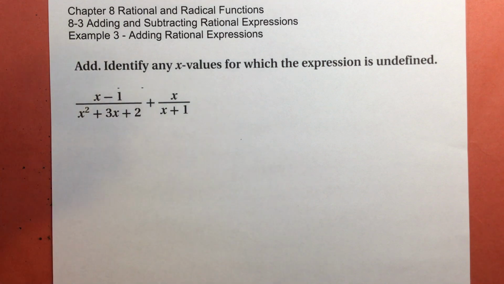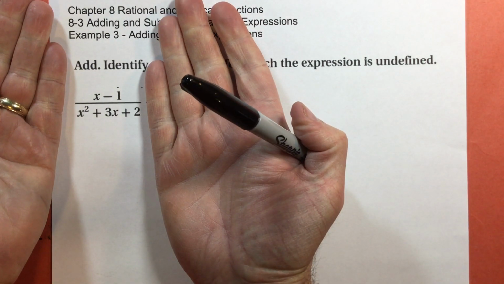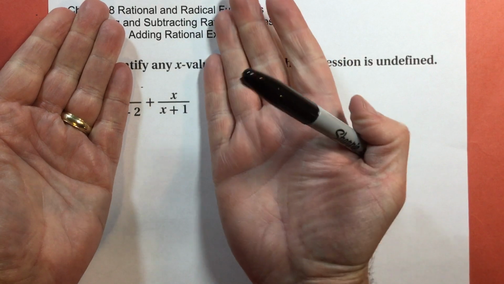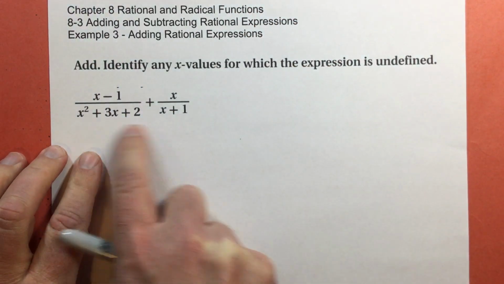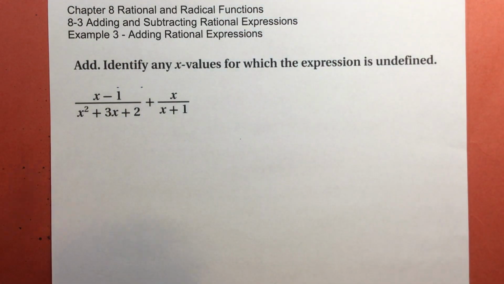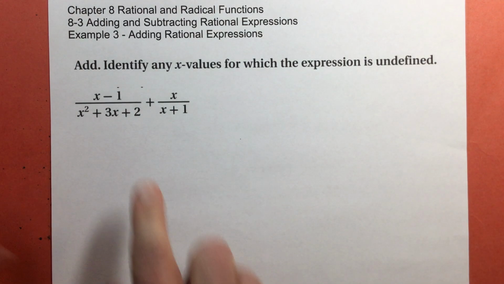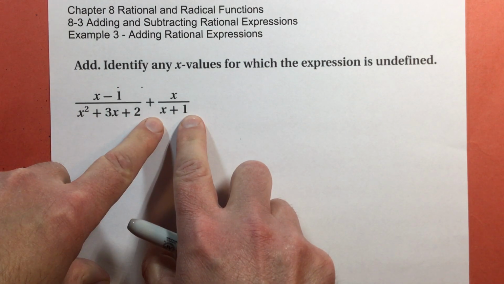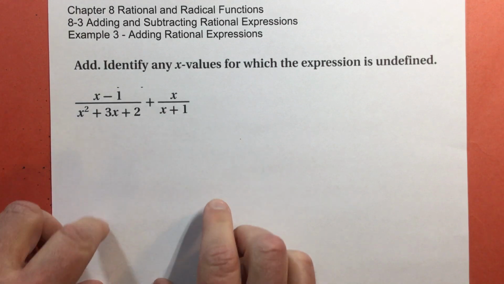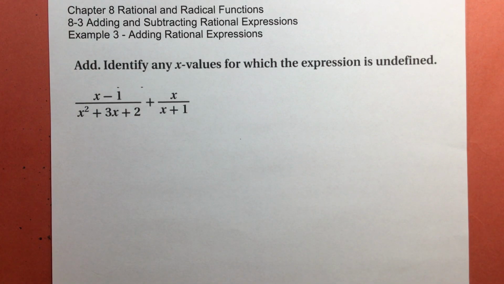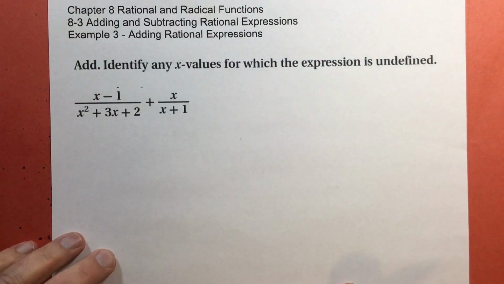So I've got x plus 1 over x squared plus 3x plus 2. I'm going to add x over x plus 1. That's not the same as that. I need to make them the same. Now, an easy way to do it would be to multiply this by that, and I would get my least common denominator. But that's probably going to make it kind of more difficult. So let's see if I can use a smaller common denominator for this.